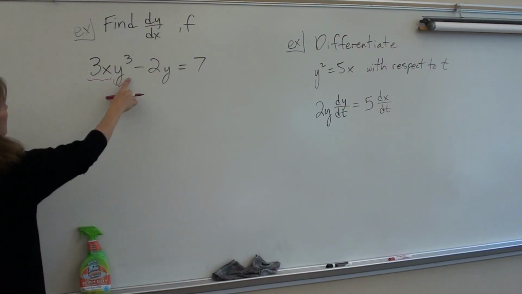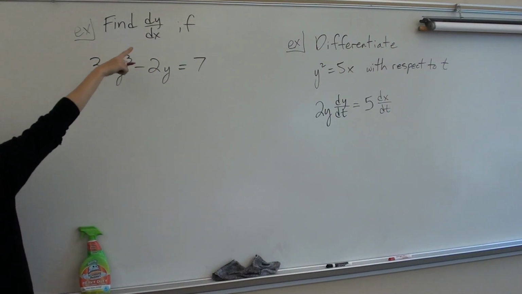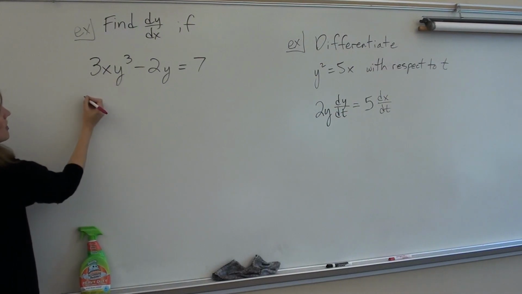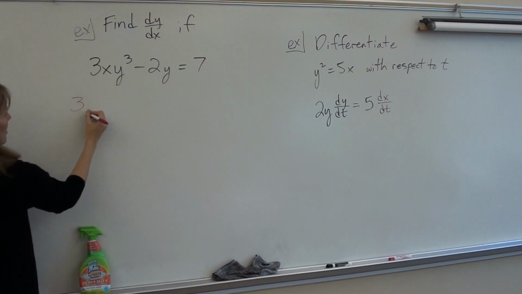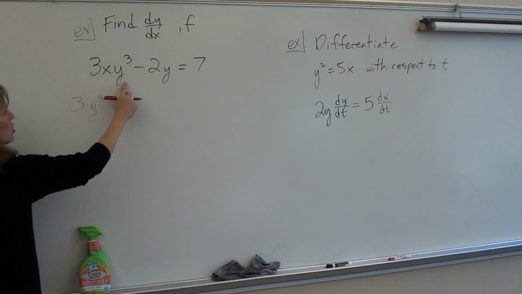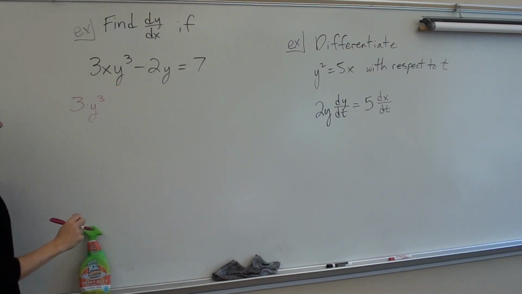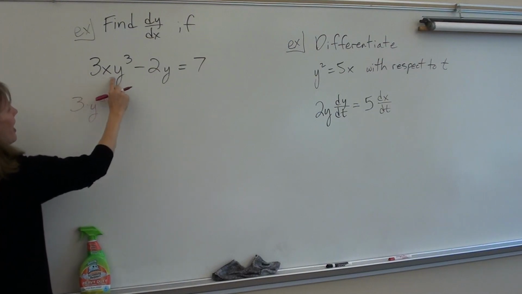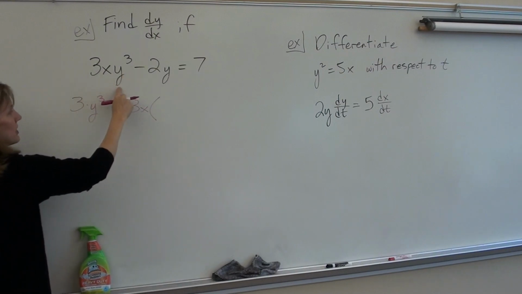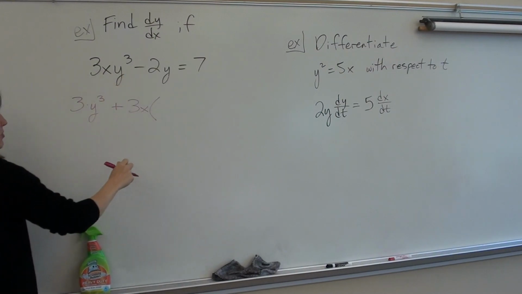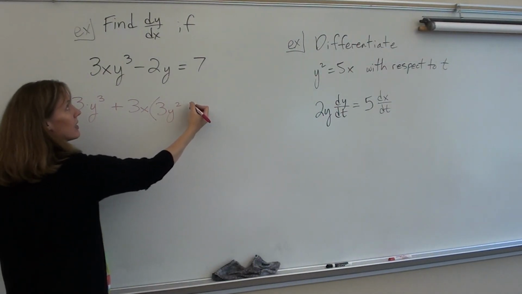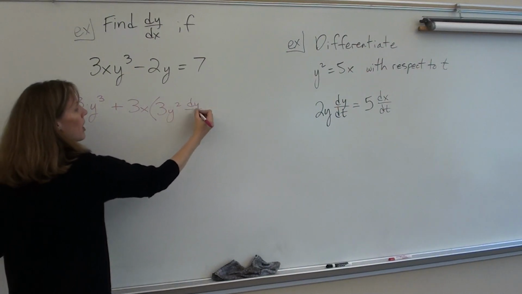All right, so we're going to go very slowly. We're finding dy/dx. So the derivative of 3x is 3, times the second term, which is y cubed, f prime g, okay? Plus f, the first function, which is 3x, times the derivative of the second term, which is y cubed. What's the derivative of y cubed? 3y squared times dy/dx.